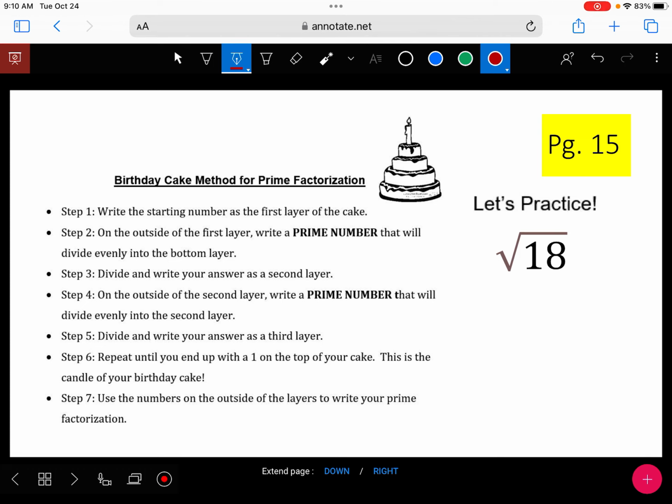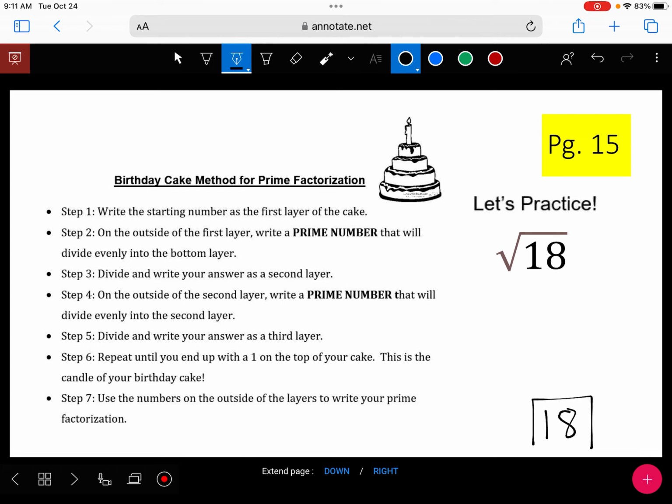So you're going to start by writing the number as the first layer, which is 18. So let's go ahead and make that, somewhere off to the side. And then we're going to divide it by a prime number. So we keep dividing it by prime numbers, Rowan, until we get to a 1 at the top.